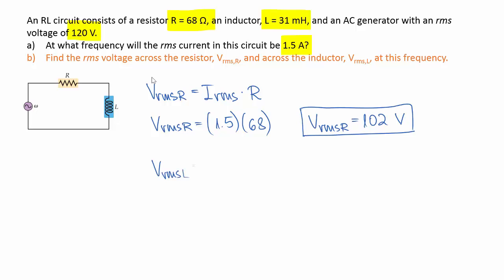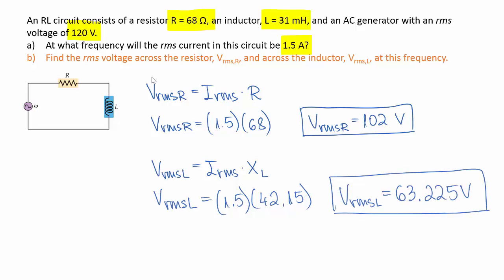The RMS voltage across the inductor will be equal to the RMS current through the inductor, which is the same as the RMS current through the resistance and through the entire circuit, multiplied by the inductive reactance XL. Again, we replace the current with 1.5 and XL with 42.15 ohms. And we get that the voltage across the inductor has a value of 63.225 volts.